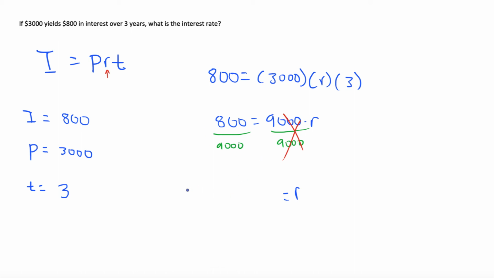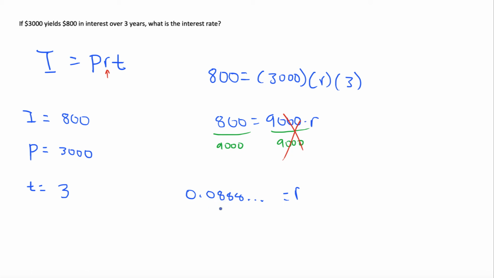Now in your calculators, what do you get? You get 0.08888, just repeating. Now remember, this is the rate in decimal form. We want to give the answer in the percent form. So how do we convert from a decimal to a percent? We have to move the decimal point 2 spots to the right.